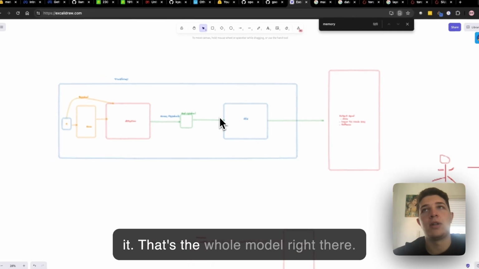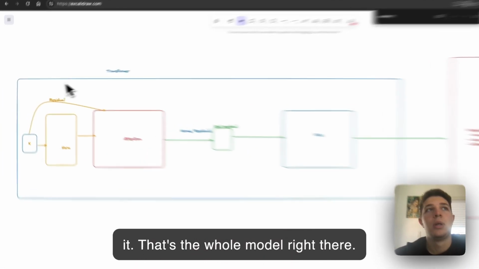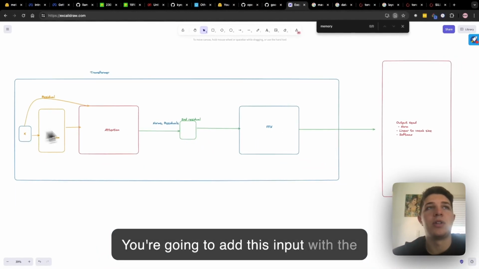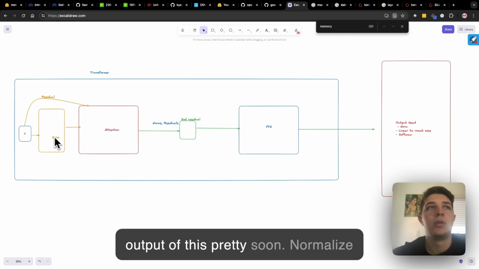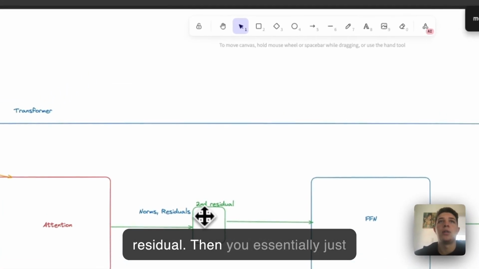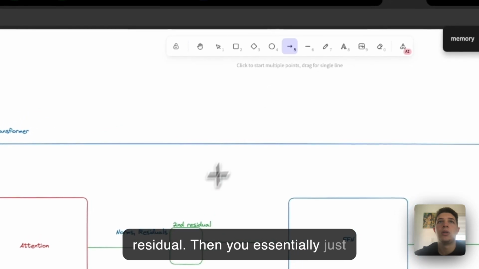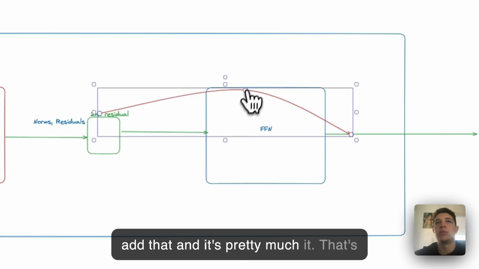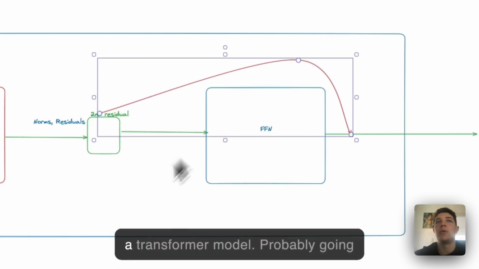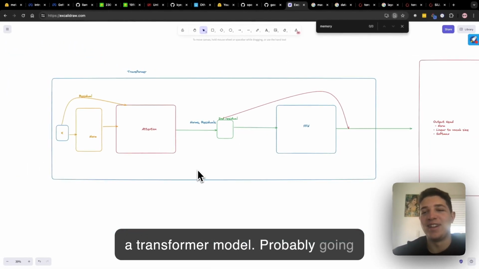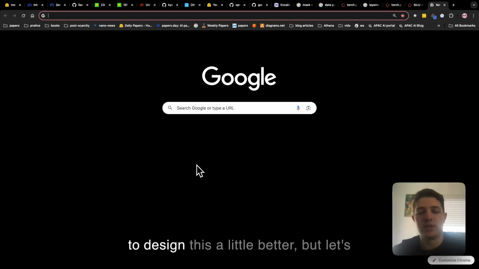And that's pretty much it. That's the whole model right there. You have an input, you normalize it. You're going to add this input with the output of this pretty soon. Normalize it, do attention, you have another residual. And then you essentially just add that, and that's pretty much it. That's a transformer model. Probably could have designed this a little better, but basically, let's see if we could find.